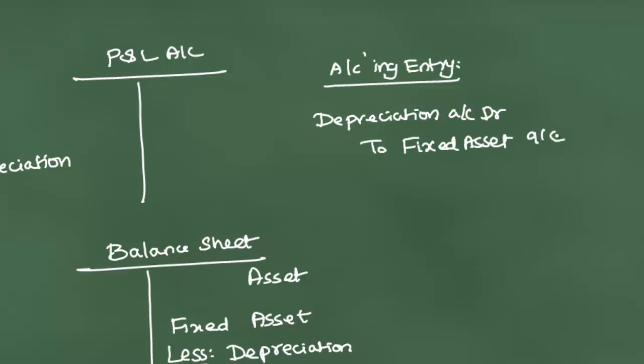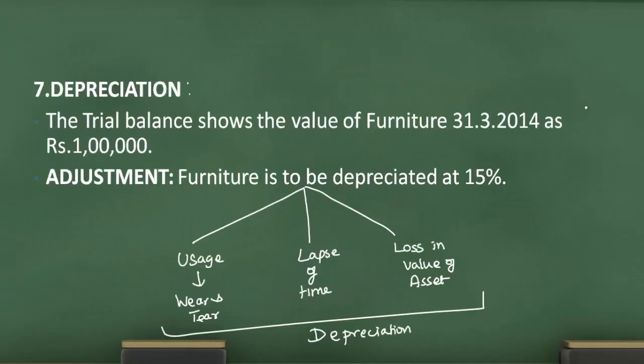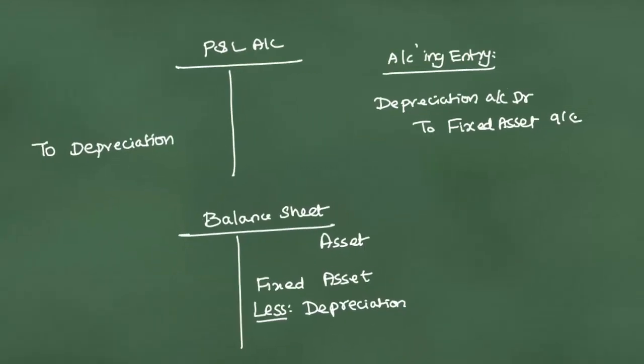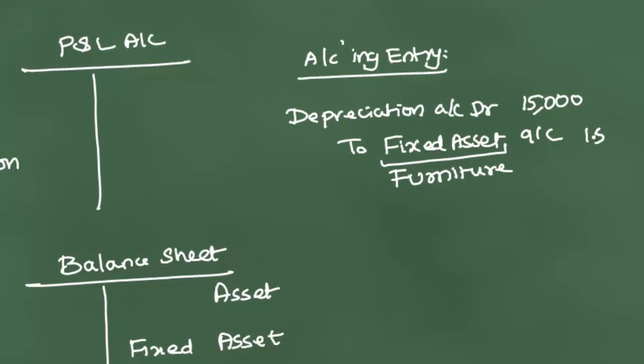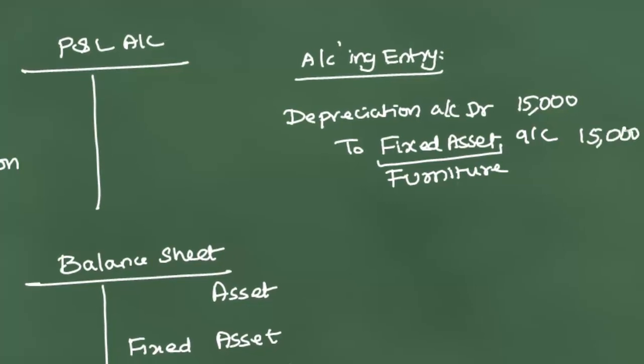Now we'll have a look at the example. In our example, furniture is 1 lakh and depreciation is 15%. So 15% of 1 lakh is going to be 15,000. So depreciation is going to be 15,000. The depreciation account should be debited by 15,000, and the particular fixed asset account, in our case the furniture account, should be credited by 15,000. So we will see the accounting effect in the P&L and balance sheet.